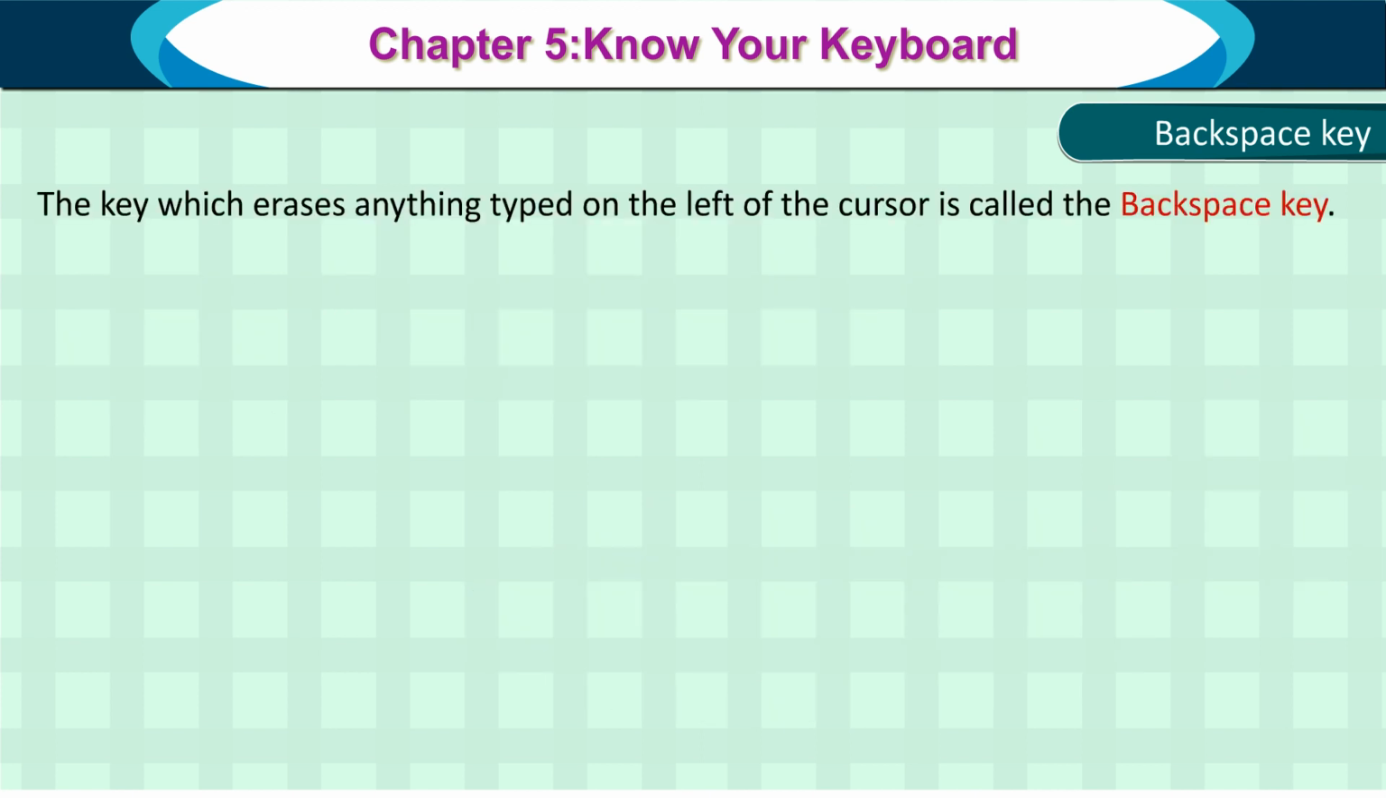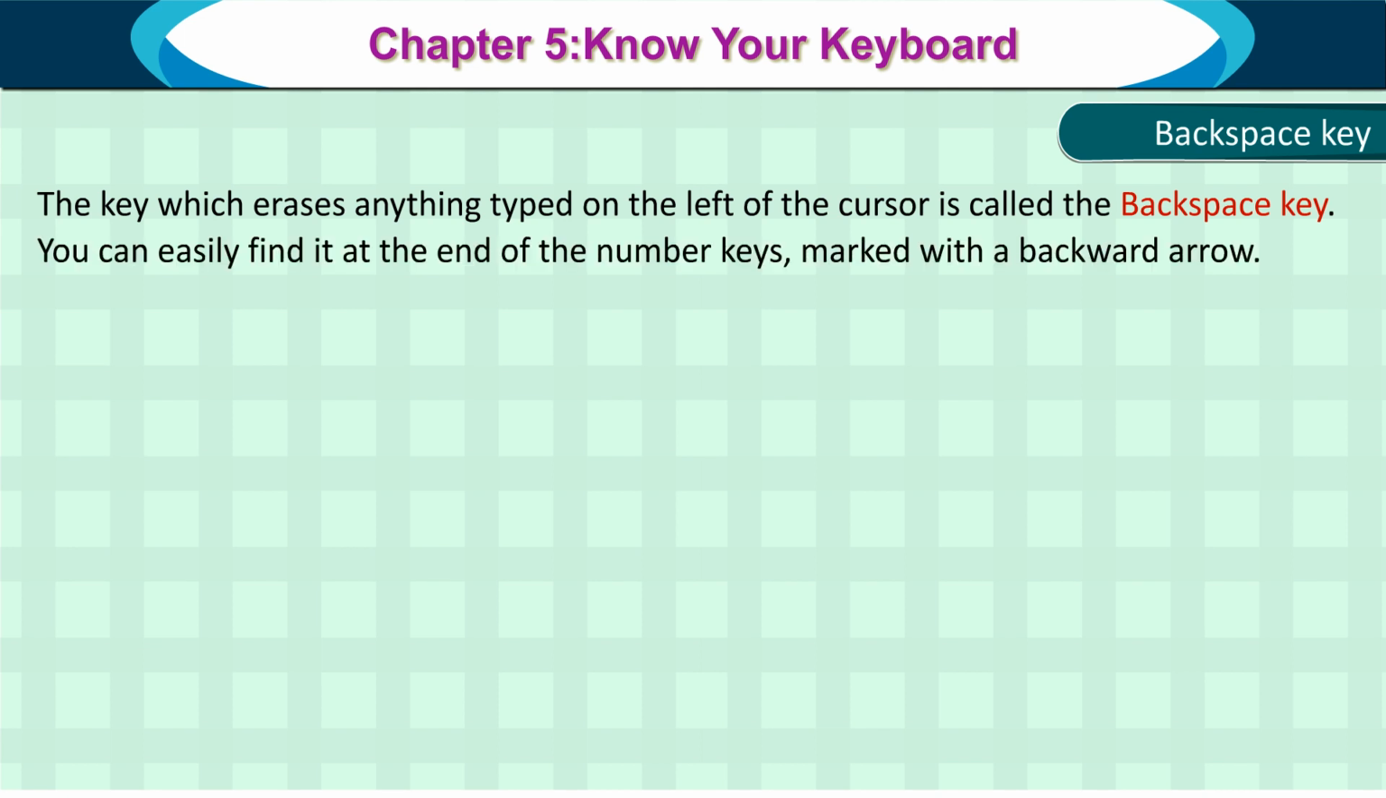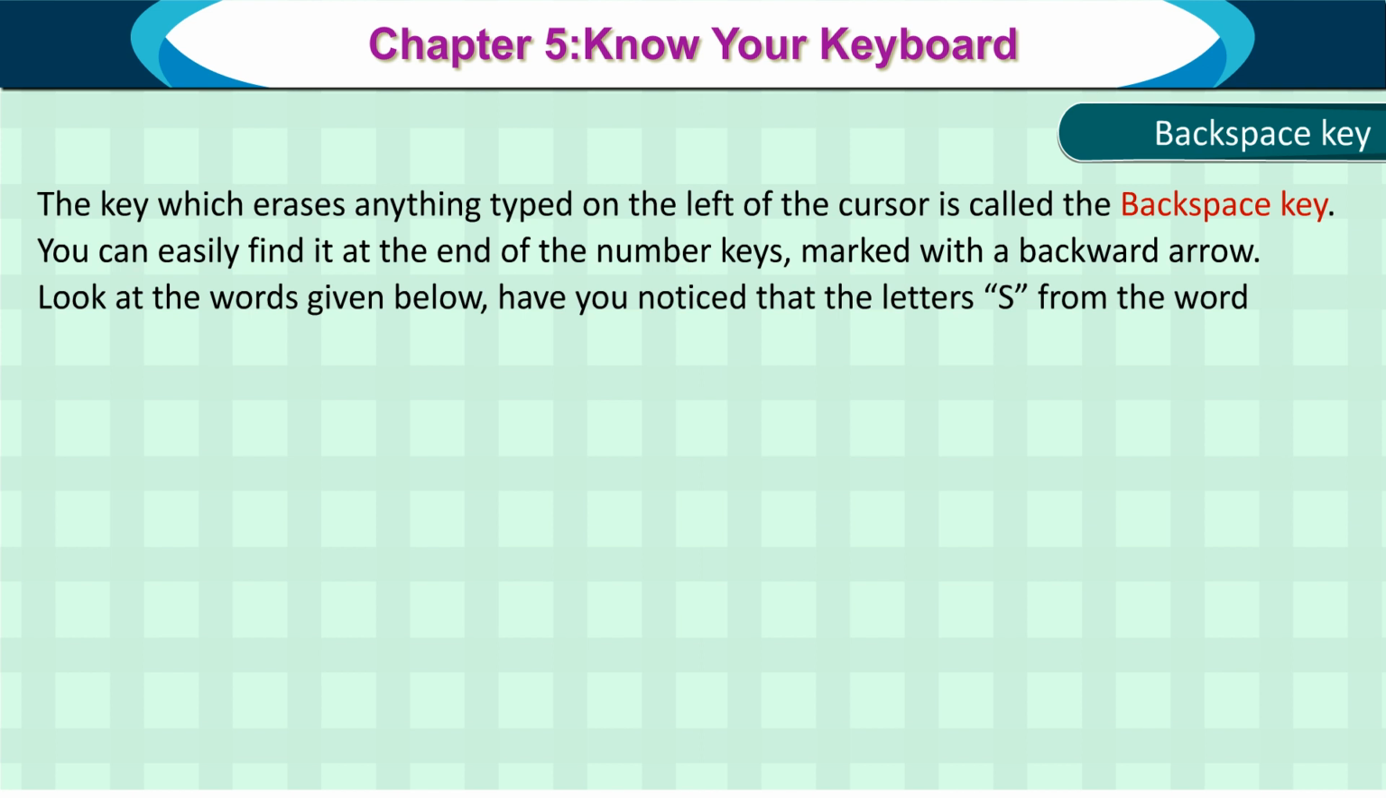The key which erases anything typed on the left of the cursor is called the backspace key. You can easily find it at the end of the number keys, marked with a backward arrow. Look at the words given below. Have you noticed that the letter S from the word computers and the cursor moved backward?